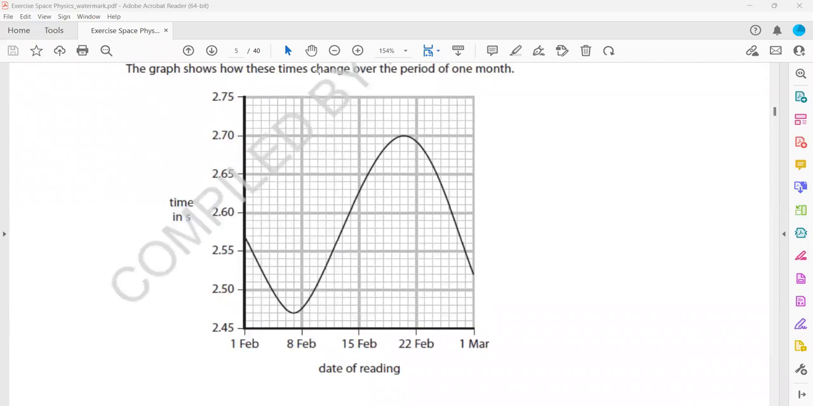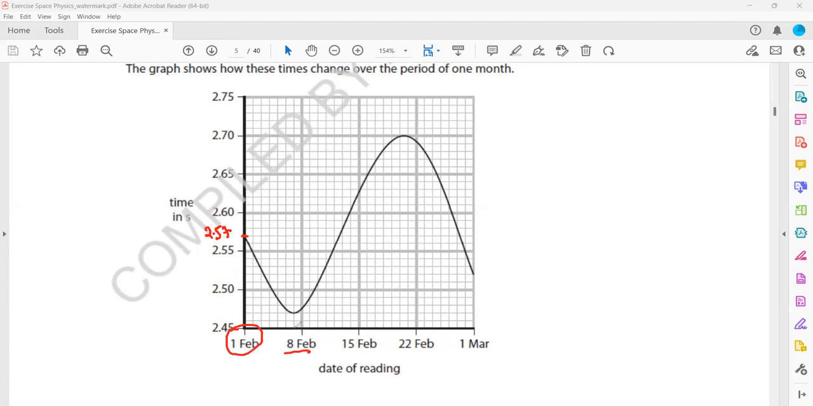This is a graph. Like on 1st Feb, say here 10 boxes equals 0.05, so each box is 0.005. So this will be 2.55, 2.56, 2.57. So on 1st Feb, it was taking 2.56 seconds to return back the light.